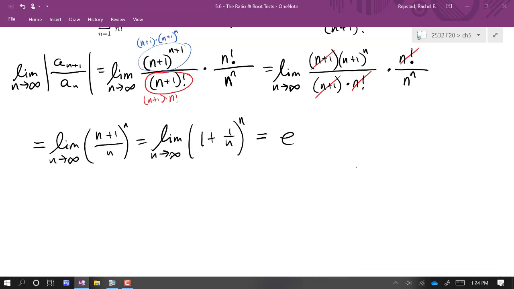This limit is e. This is one of the ways to define the number e. And what do we have to observe about e? That it is greater than 1, right? It's about 2.718 and so on. If that's greater than 1, what does that mean about our series? That means that our series has to diverge.